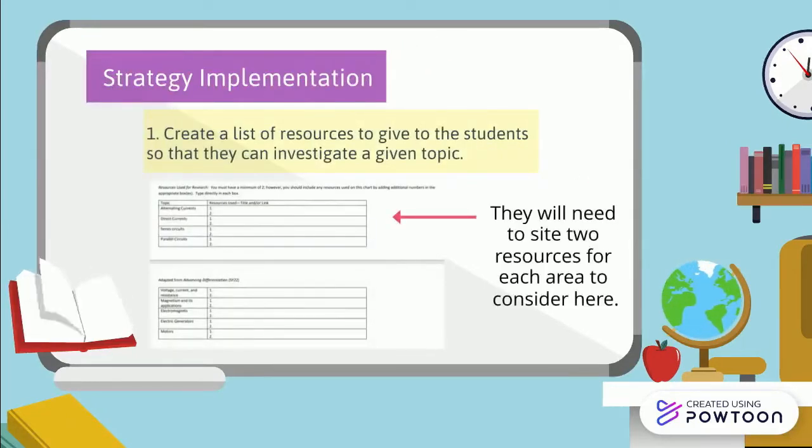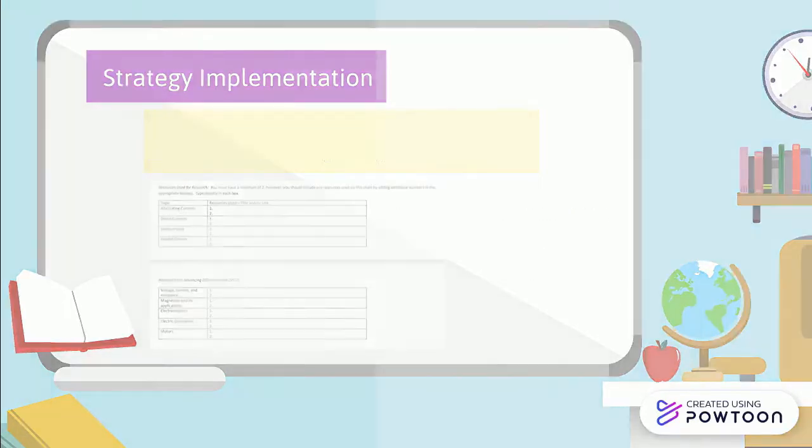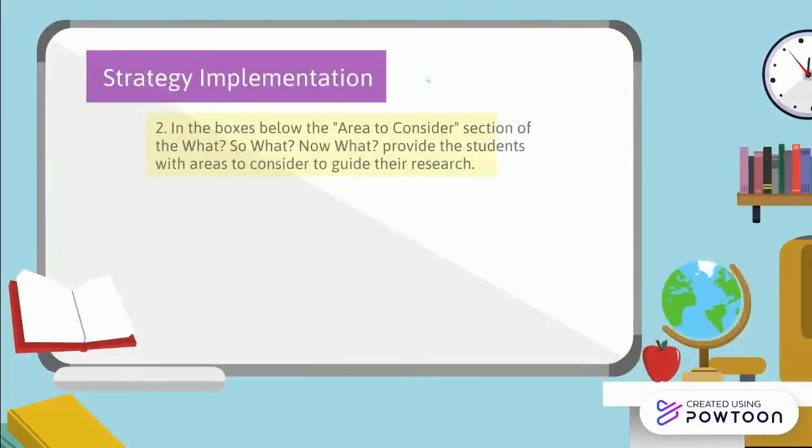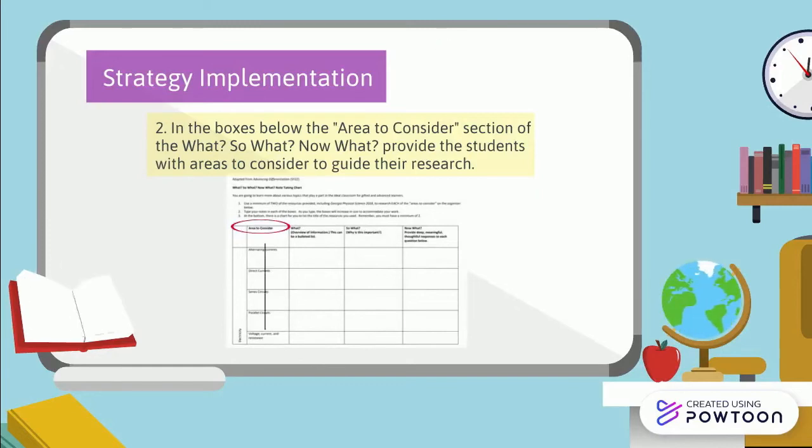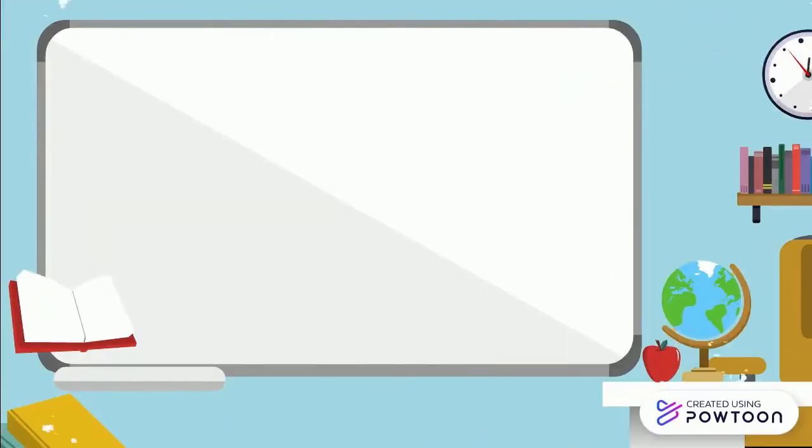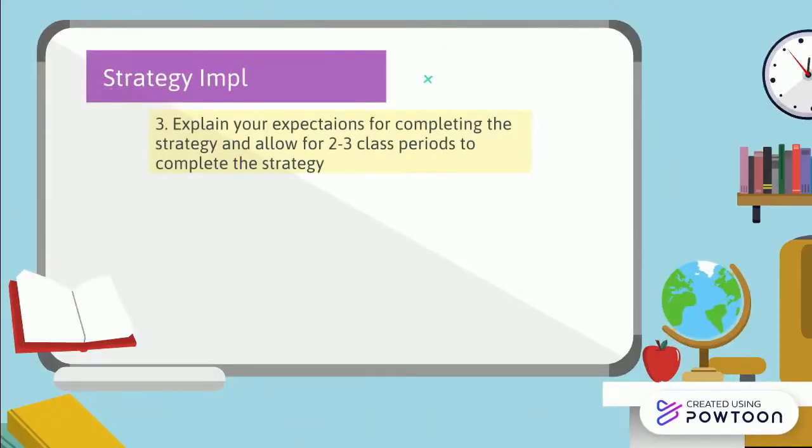The first step to implementing this strategy is to create a list of resources to give to the students so that they can investigate a given topic. They will then need to cite 2 resources on the data sheet. Next, in the boxes below the area to consider section of the what, so what, now what, provide the students with areas to consider to guide their research.